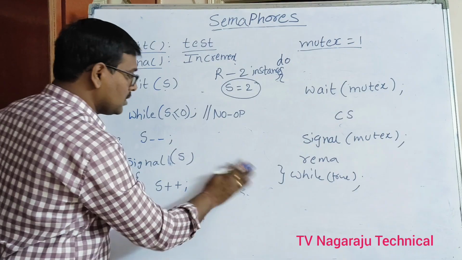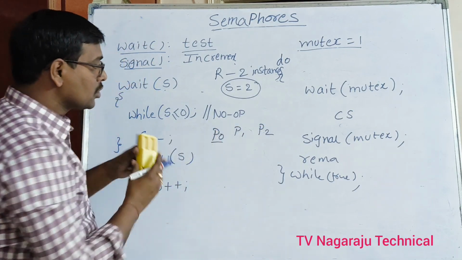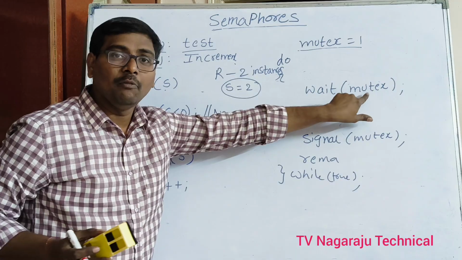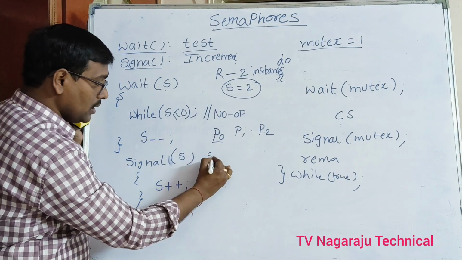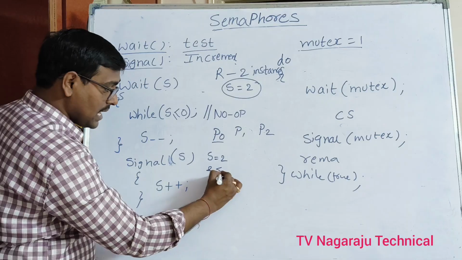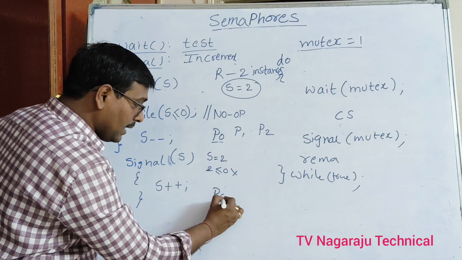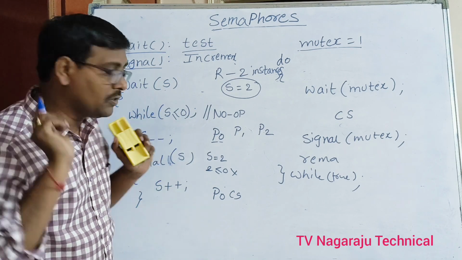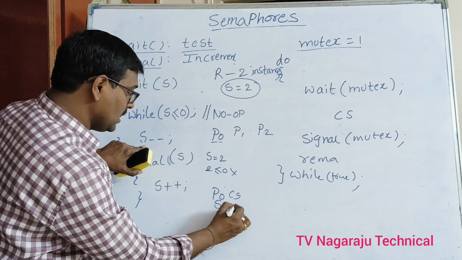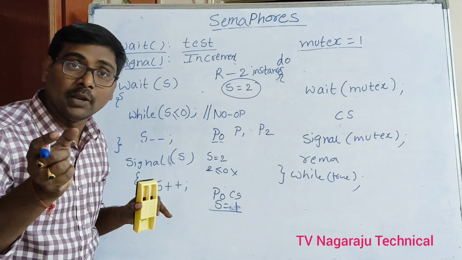Similar logic. Assume I have 3 processes, P0, P1, P2. First P0 calls wait of mutex. Now what is the value of S? The S value is equal to 2. 2 less than or equal to 0, condition fails. So P0 enters into the critical section, using one instance of the resource, and S value is decremented. Previously it was 2, now S value is decremented.